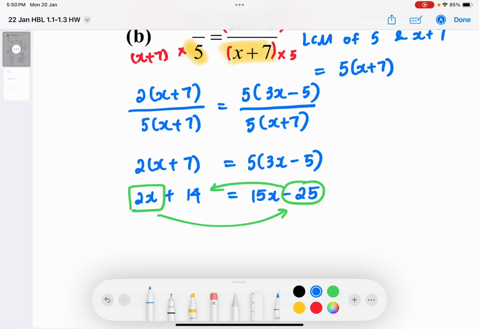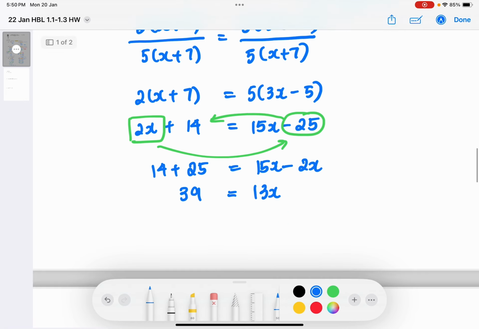So this will give me 14 plus 25, 15x minus 2x. So this is 13x and this is 39. Then I will divide by 13 on both sides. So x is equals to 39 over 13, which is 3.